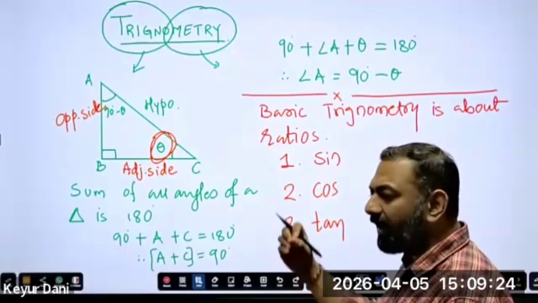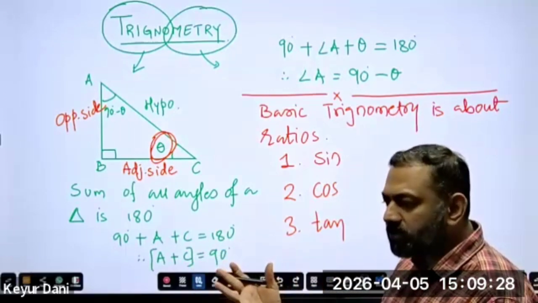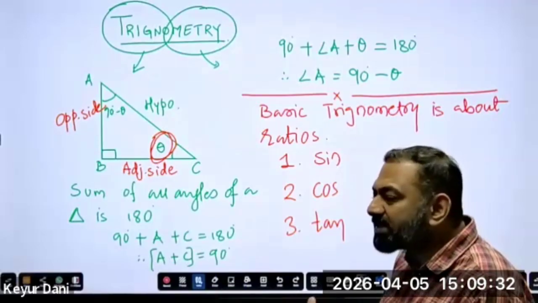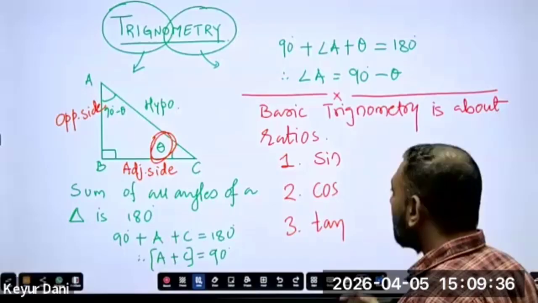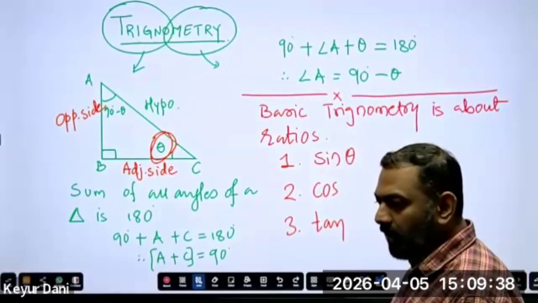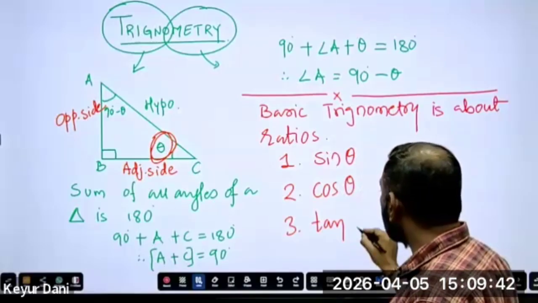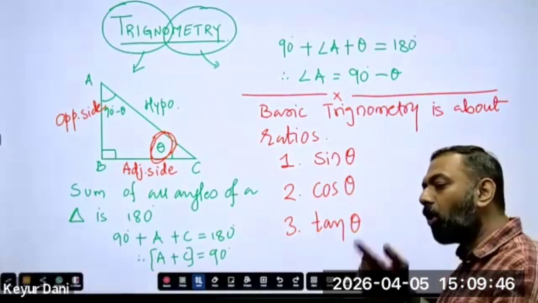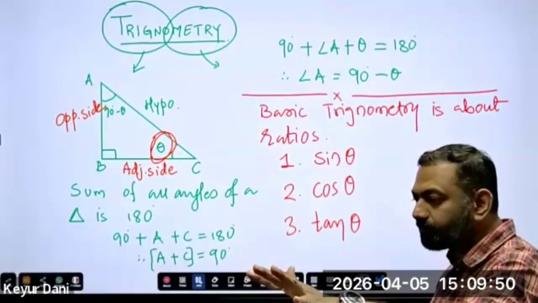We generally don't write only sine, cos, and tan. We have to have an angle beside it. Otherwise there is no meaning to sine, cos, or tan. If I say only sine, it is nothing. I have to say it is sine theta, cos theta, tan theta, because all these ratios are applicable on an angle.